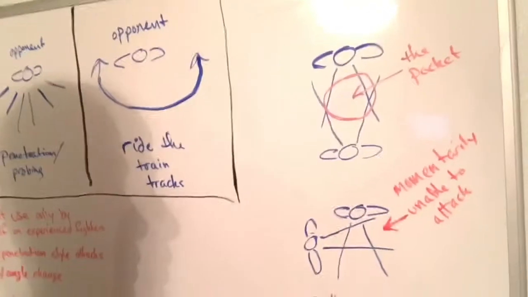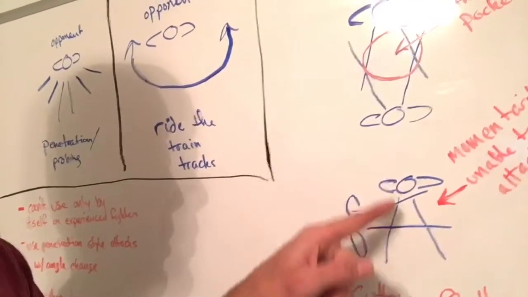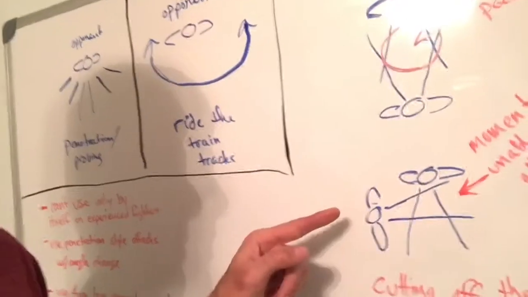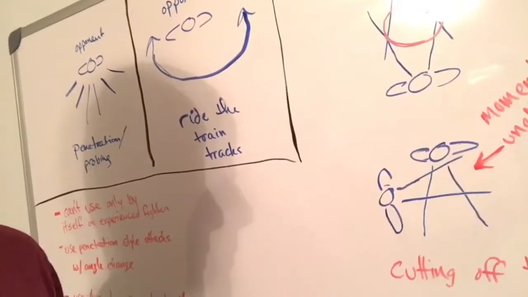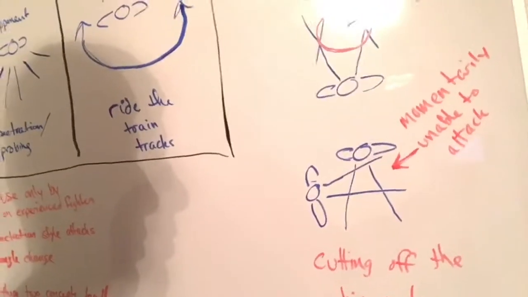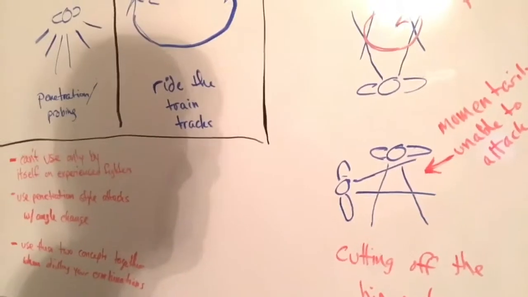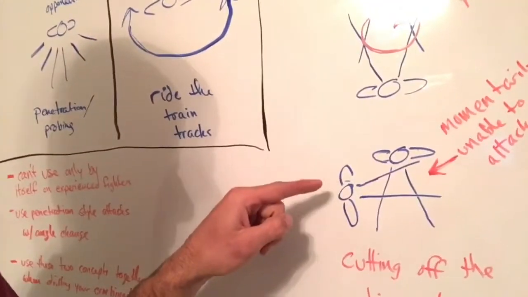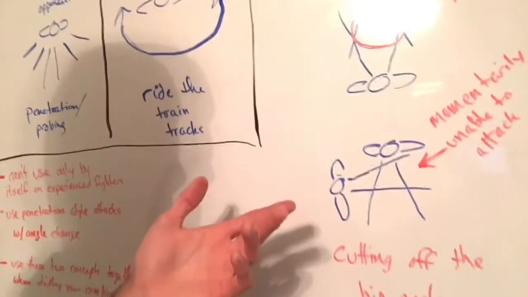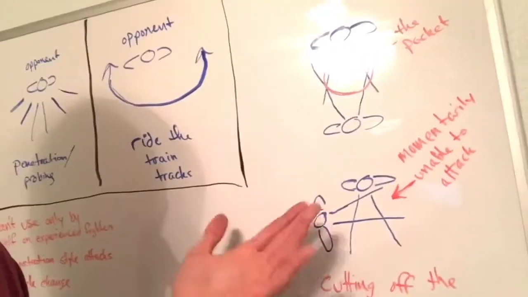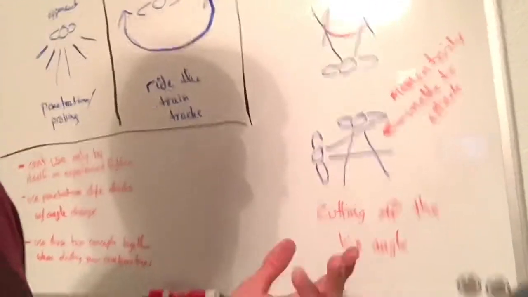So what I want to do when I create that angle change is what you see down here, where my opponent's hips are facing one way and my hip angle has cut his off and is creating a perpendicular angle to his. So I've cut the angle here. When I'm in this position, this momentarily cuts off his ability to attack. That's what I'm hoping to achieve when I cut the angle.